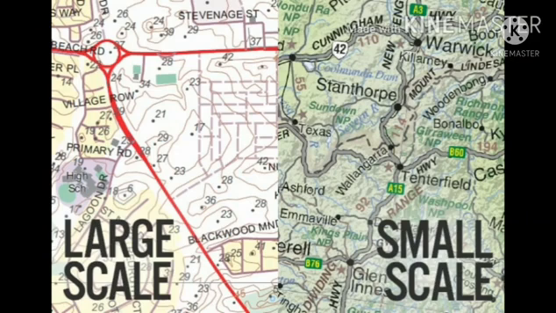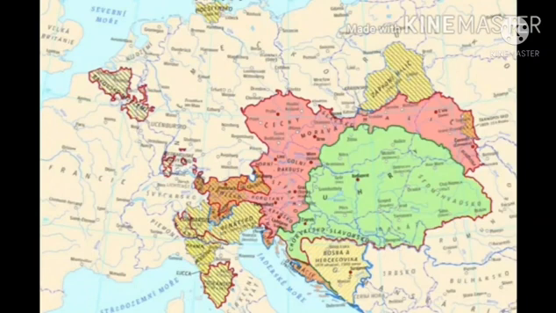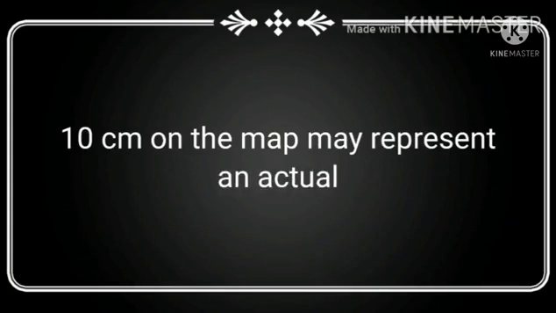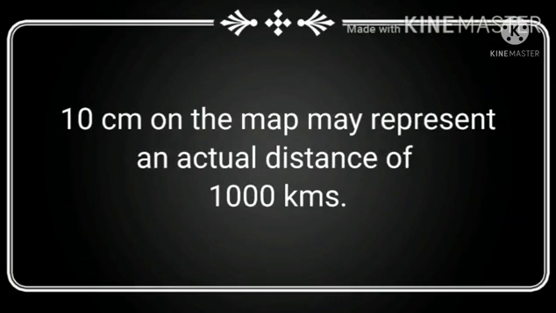A small scale map represents a large area with fewer details. For example, a world map. A small distance on the map represents a very large distance on the ground. So, 10 centimeter on the map may represent an actual distance of 1000 kilometers.